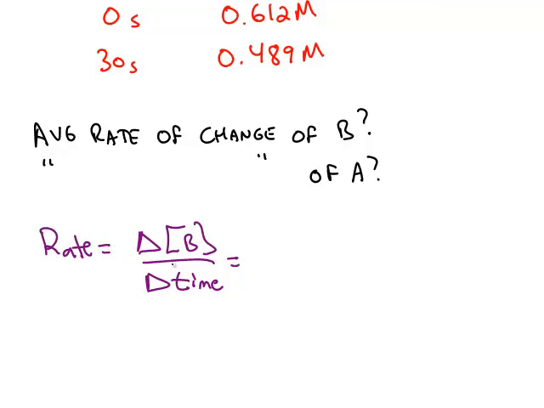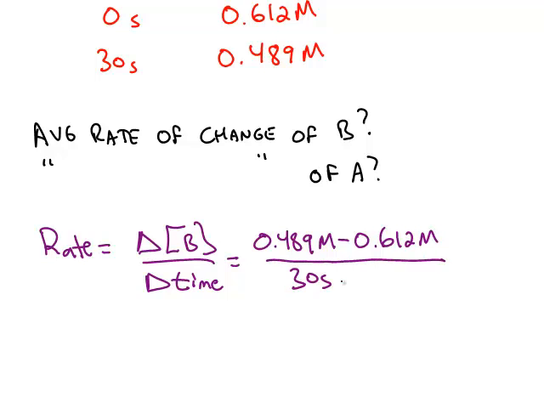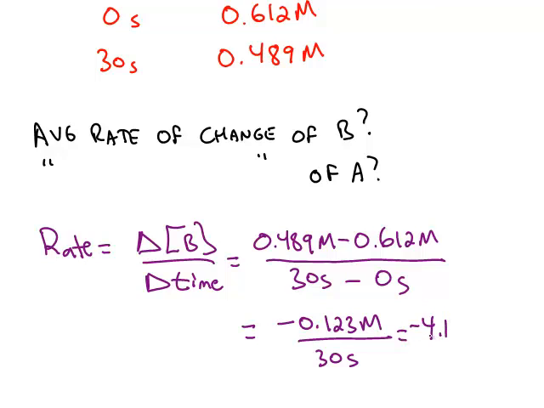Delta is always final minus initial. So the numerator is the final molarity, 0.489 molar, minus the initial molarity, which was 0.612 molar. The final time was 30 seconds, and the initial time was 0 seconds. So the numerator is going to be a negative number, negative 0.123 molar, and the denominator is a positive 30 seconds, so the answer will be overall negative 4.1 times 10 to the negative 3 with units of molar per second.